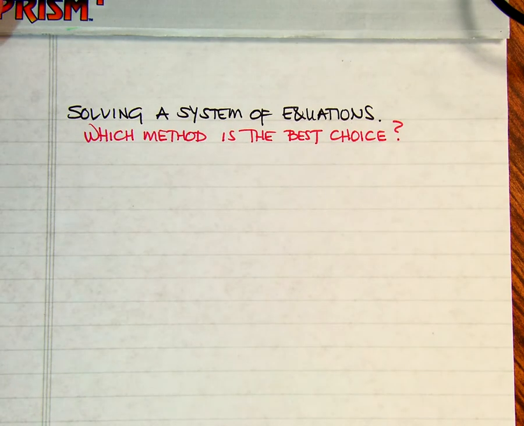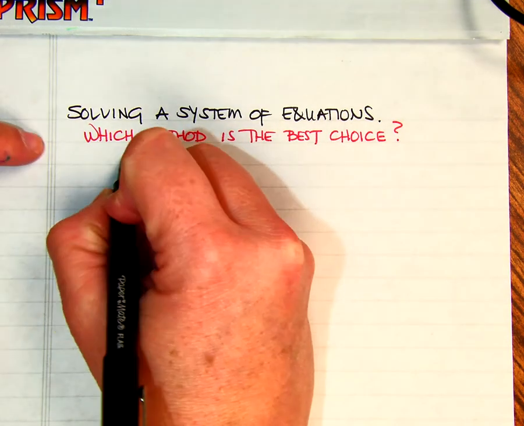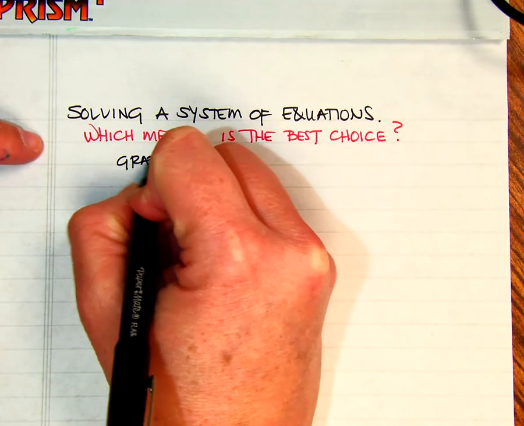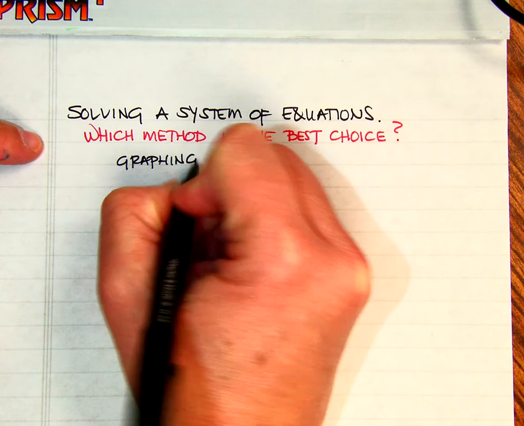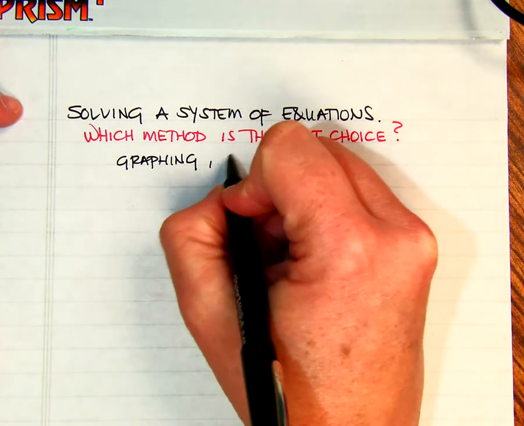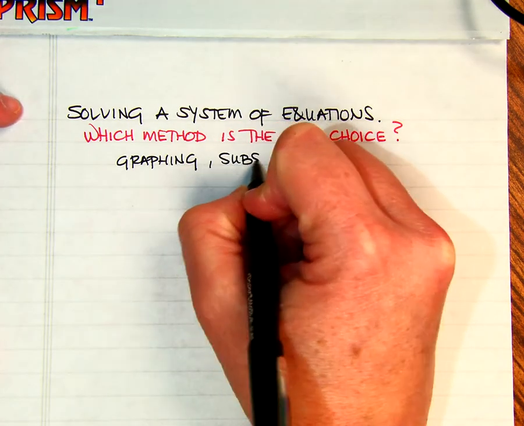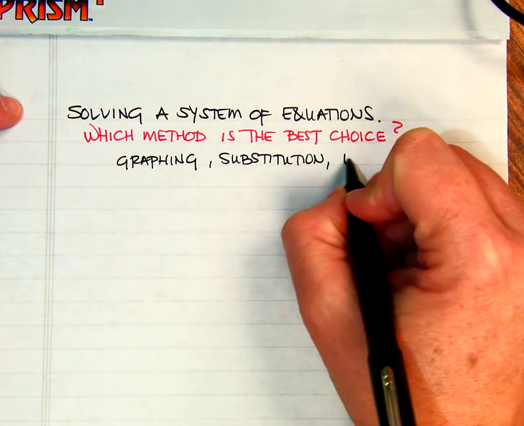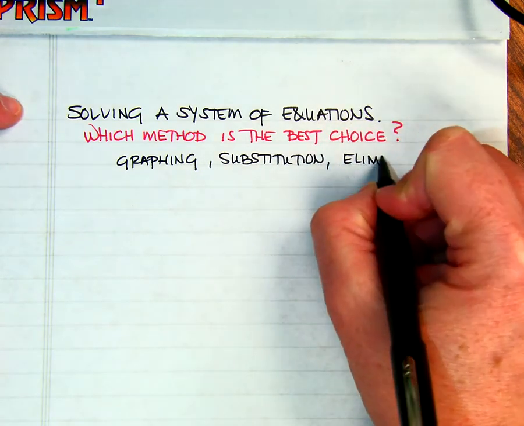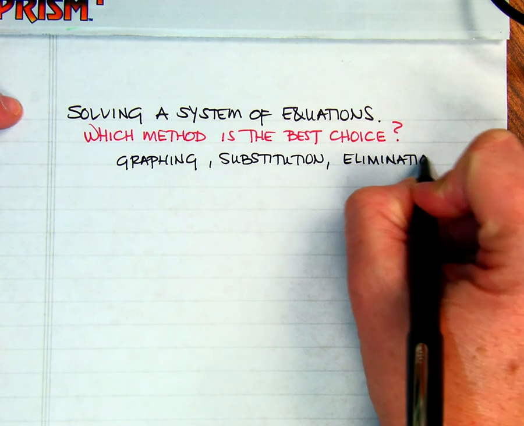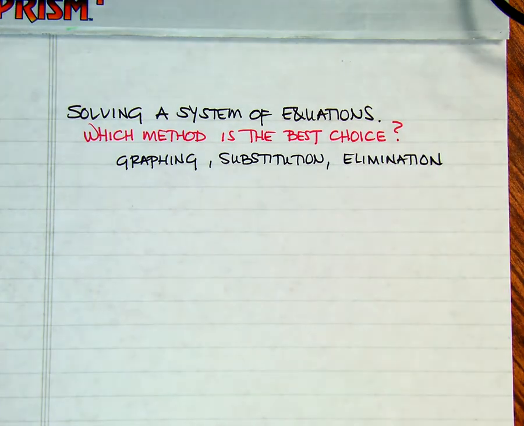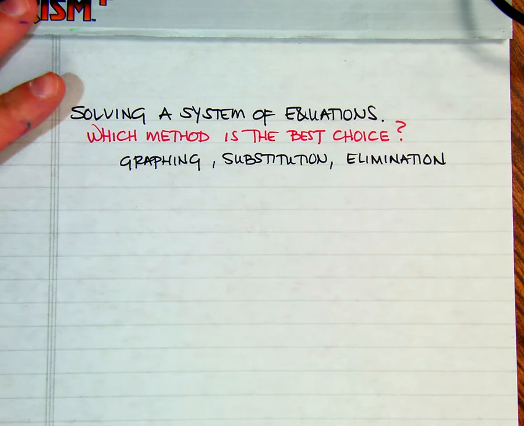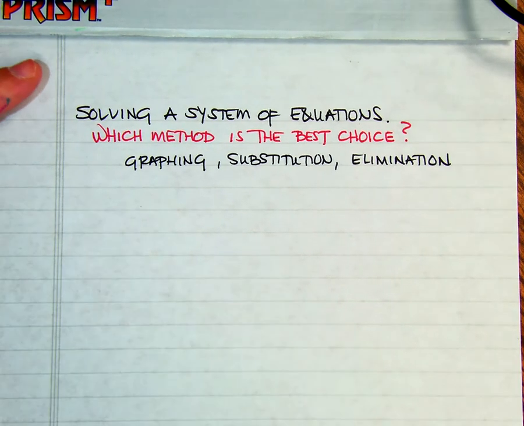Okay, so we have been solving systems of equations. We have three methods: graphing, substitution, and elimination. Those are the three methods, and we are going to very quickly look at when would be a good time to graph, and when it would not be.